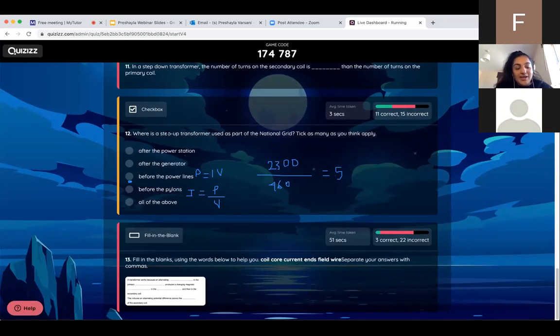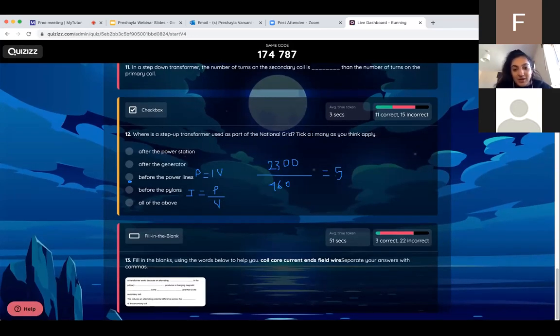Where is a step-up transformer used as part of the national grid? Tick as many as you think apply. It's actually all of the above. So it's after the generator, to take the voltage that's made in the generator and step it up to get a really high voltage in the power cables. After the power station, after the generator, same thing. And then it's before the power line, so same thing, before it gets into the cables and before the pylons. And pylons are the kind of big triangle figures that hold the cables.